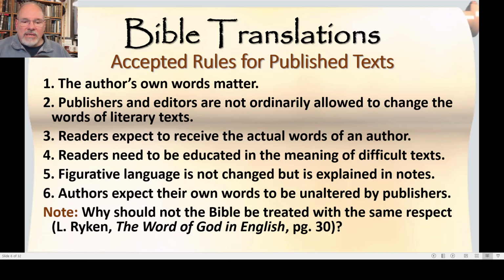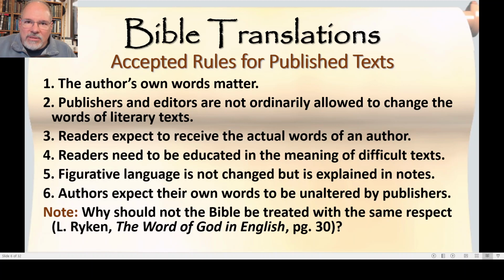And this is actually from this book. I don't know if you can see it, The Word of God in English, right? This is actually a good book. If you're interested, it kind of goes into this in depth. And this was taken from page 30.